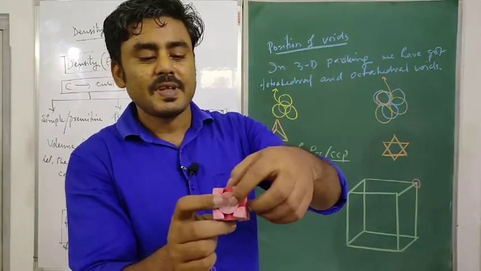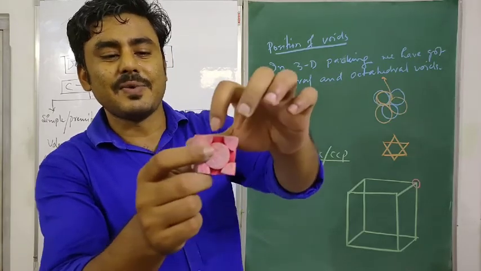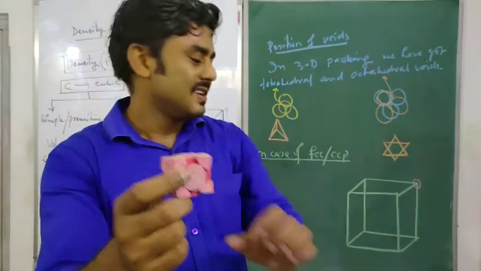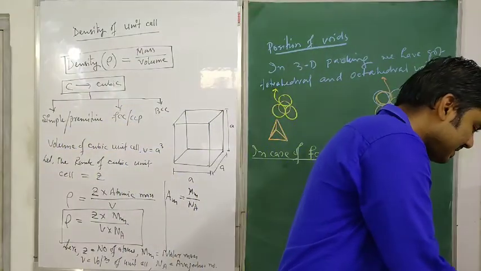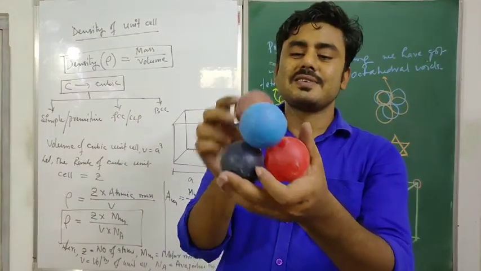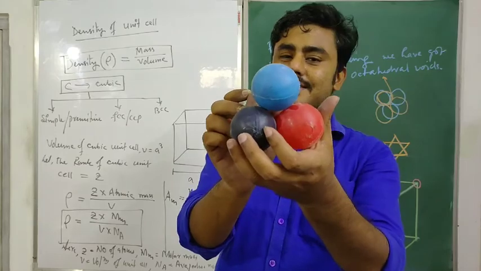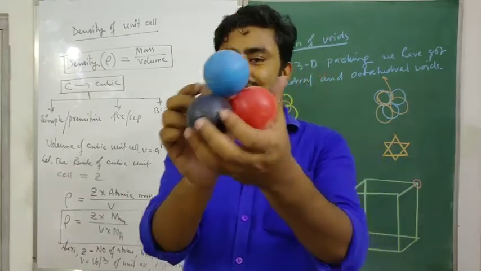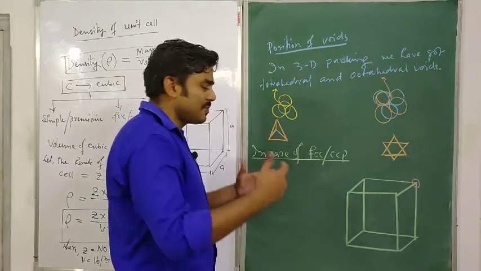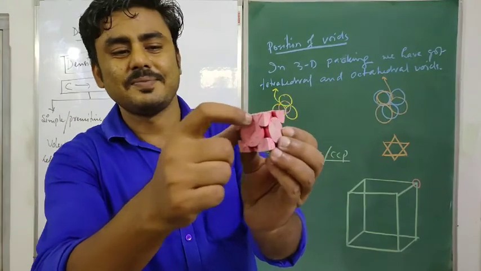Just imagine one thing. If the three atoms touch this atom, you can see one void is generated here. It is exactly like this: suppose one atom is here, and three atoms directly touch it, and you see one void. And this void is your tetrahedral void. Exactly, it is your tetrahedral void. And where will we get this tetrahedral void? You see here, we have got tetrahedral voids here.